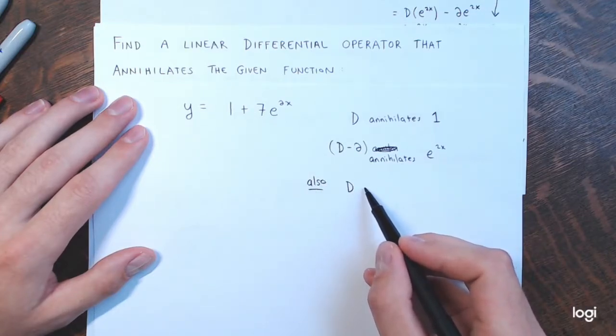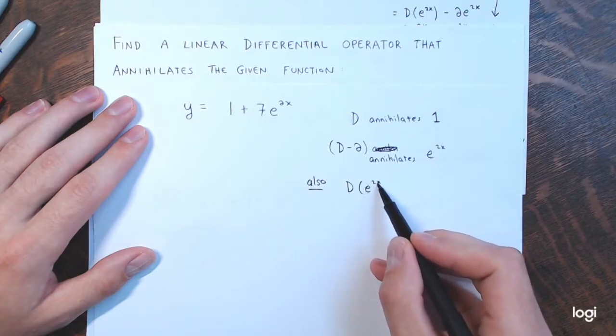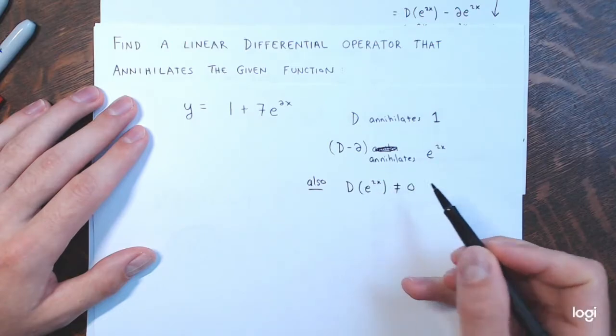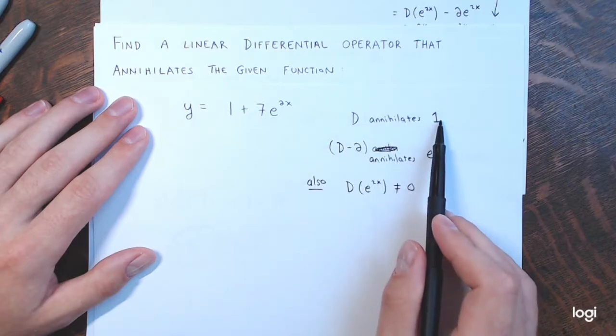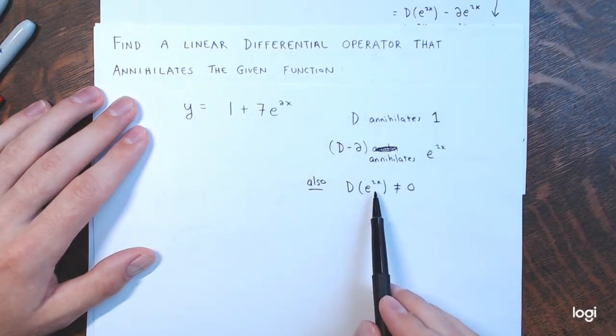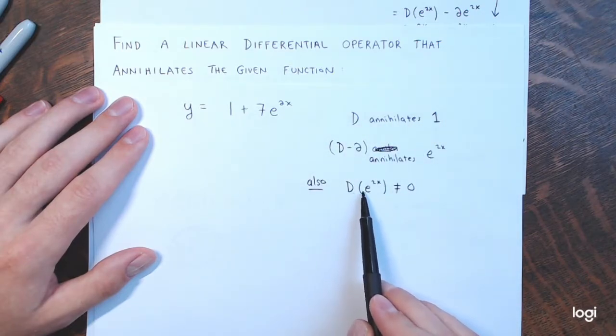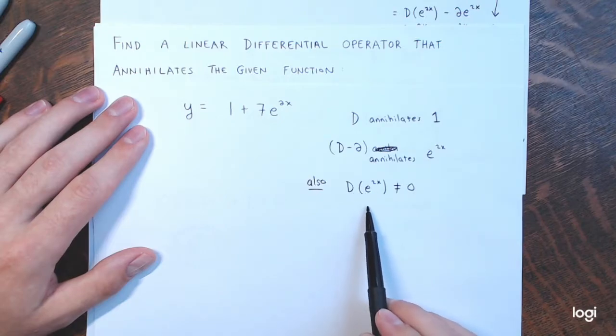Also, d does not annihilate e to the 2x. And you can check that, right? So this annihilates 1, but it doesn't annihilate e to the 2x. The derivative of e to the 2x is 2 e to the 2x, not 0.